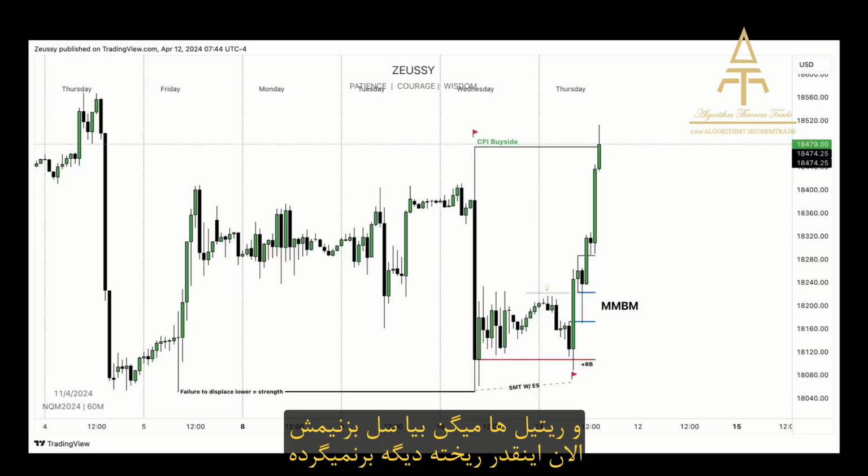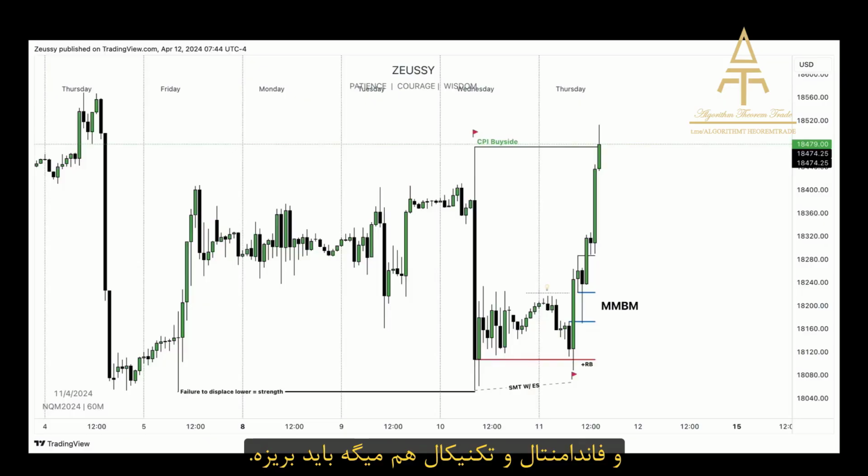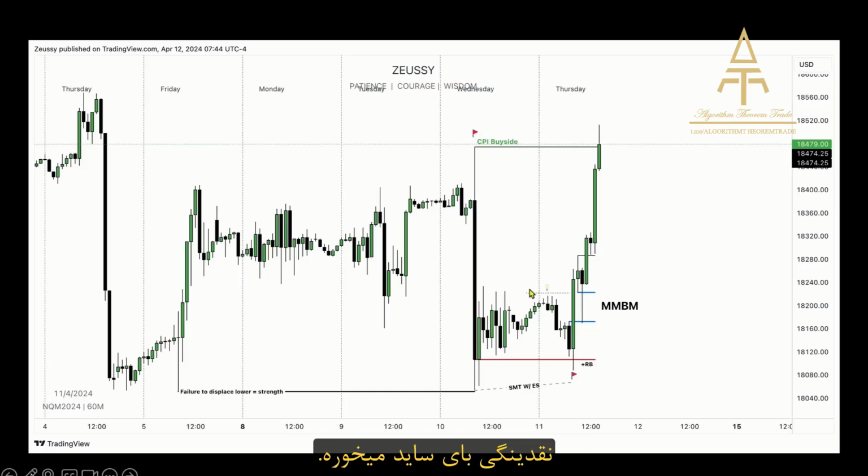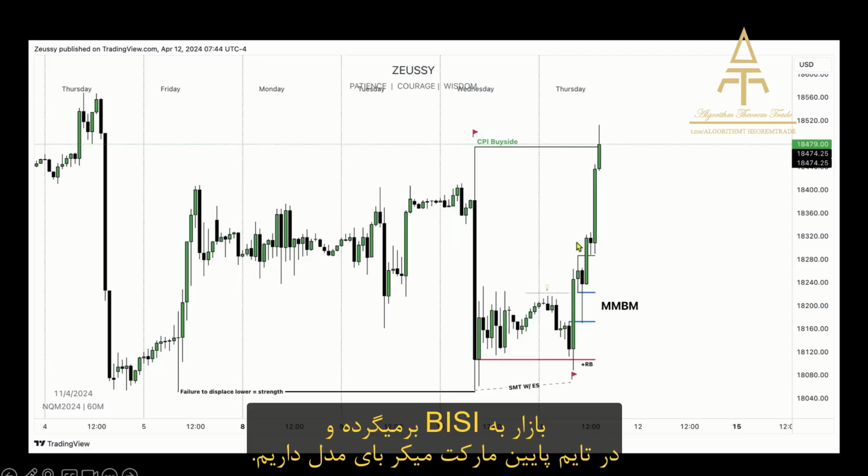It's so bearish. The outcome of the fundamental analysis is bearish. Technical analysis is bearish. Let's go short. We place a stop above the CPI high, and what happens? The market, of course, runs on all of that buy-side liquidity. Market retraces into that BC, and this is where a lower time frame market maker buy model occurs.